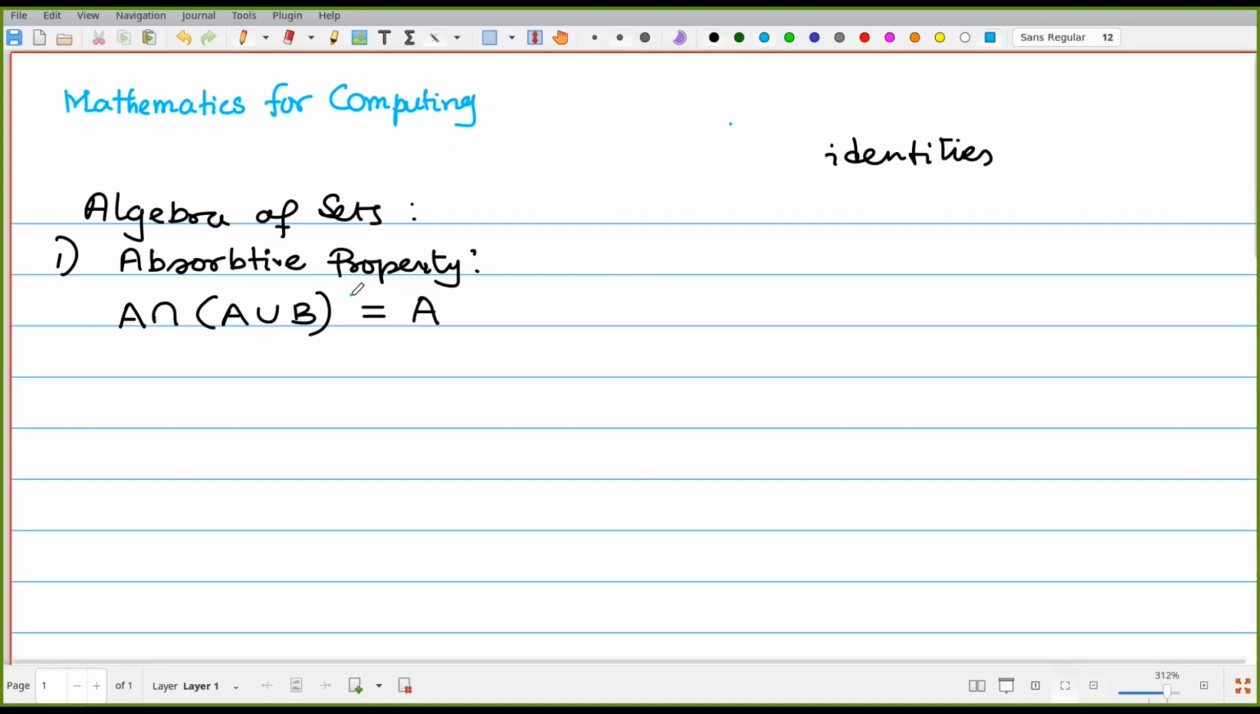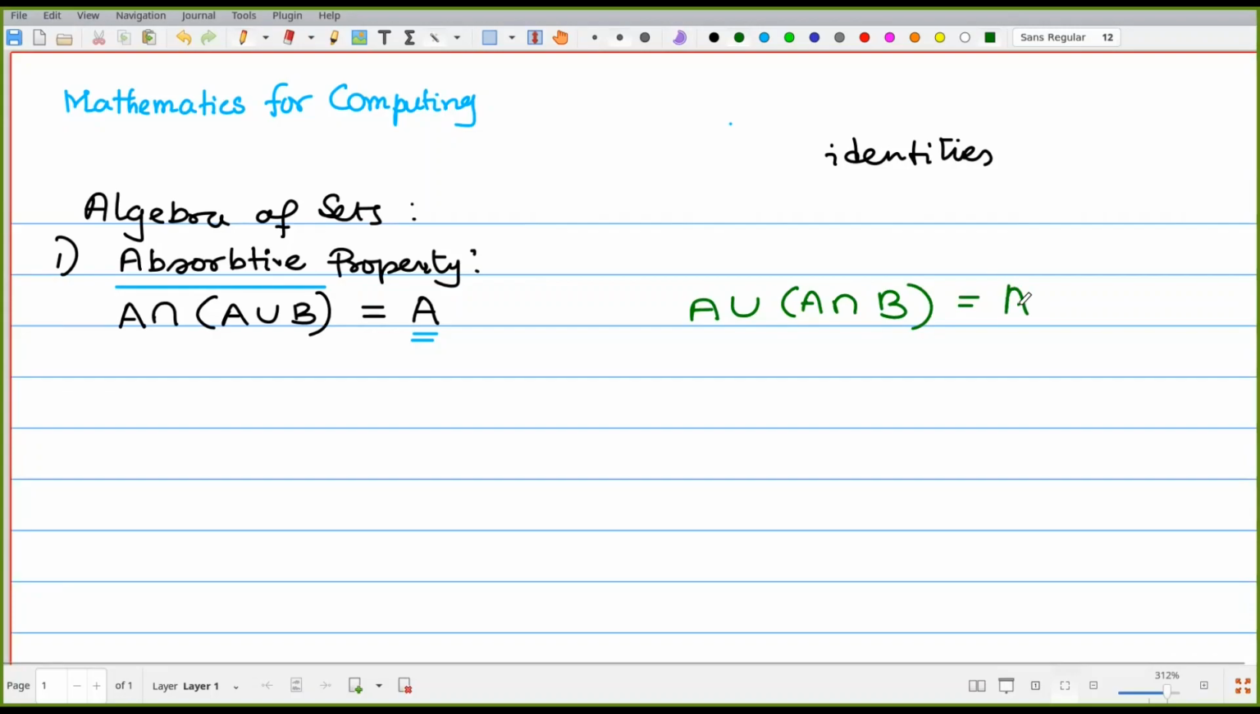Now look at the set B. That one was on the left hand side, but after the operation, the right hand side is only A. That means the set B has been absorbed. That's why it is called the absorptive property. Similarly, here it is intersection, there it is union. You may write A union (A intersection B). That is also becoming only A. That means once again the set B has been absorbed.